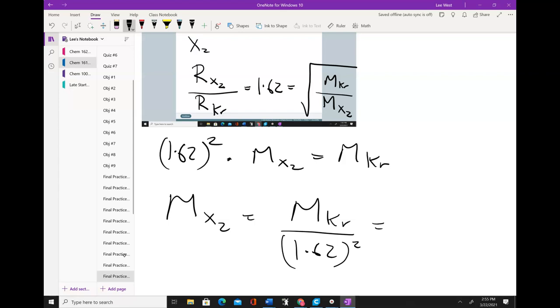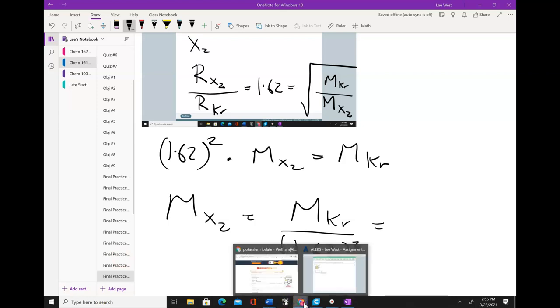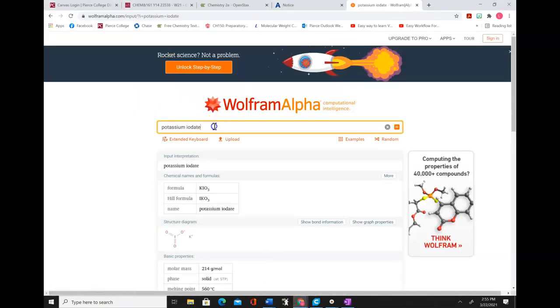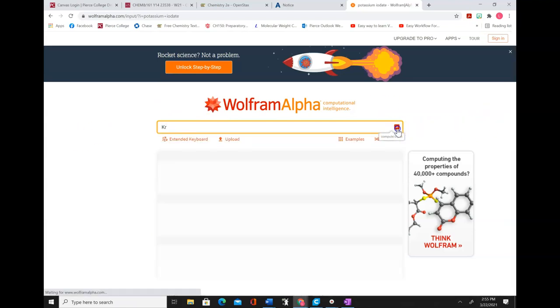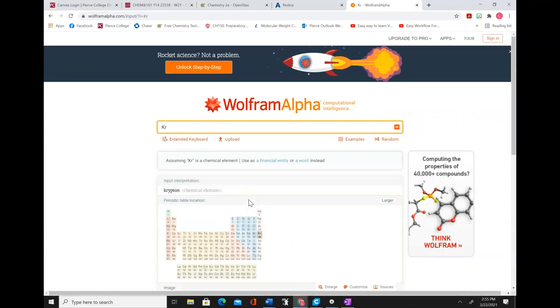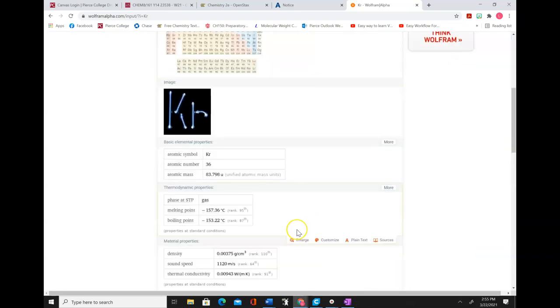There we go. So then we would need to look up the molar mass of krypton, which is pretty easy to do. I'm just going to go into here because it's all in one place to do that. There we go.